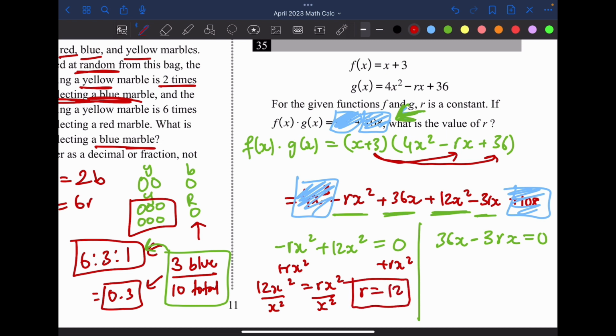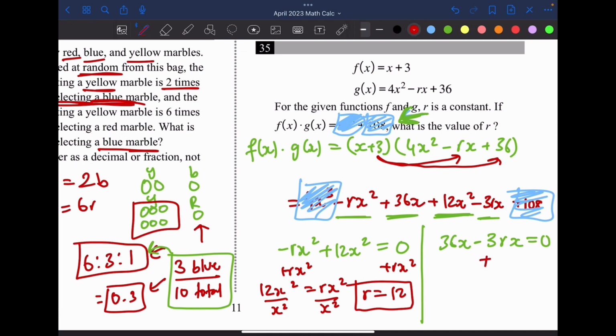Or if you decide to go with this set of equations here, let's do the exact same thing. So let's add 3rx to both sides of the equation like this. You would end up with 36x is equal to 3rx, and then divide both sides by 3x to end up with r, kind of like this. You would end up with r is equal to 12 once again.